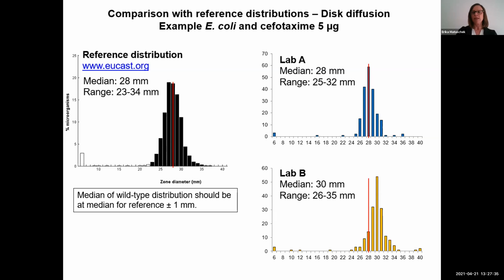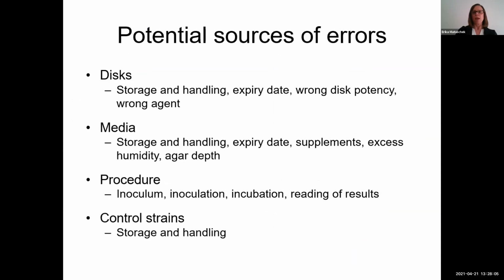Lab B, on the other hand, they have a systematic deviation with their median being 2 millimeters larger. Their median is at 30 millimeters. The red line here is still at 28. And the risk with having a systematic deviation like this is that you will report probably some isolates as false susceptible. And if it looks like this, we recommend that you troubleshoot and try to understand why you have a deviation like this. And when you troubleshoot, there are a number of potential sources of errors, but you can always start with something that is easy to correct and easy to investigate, and then look into more and more detail.